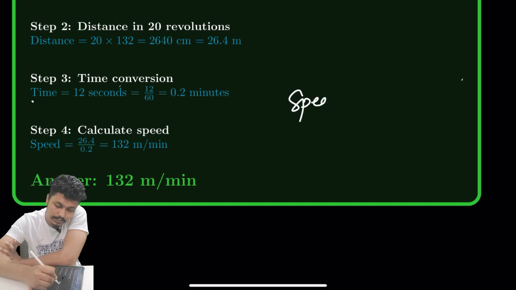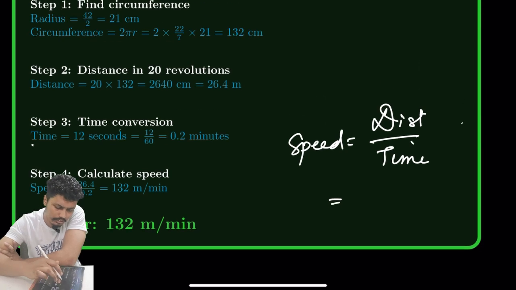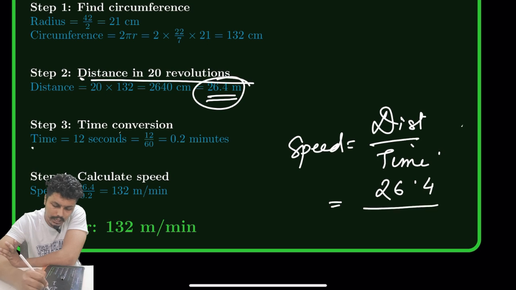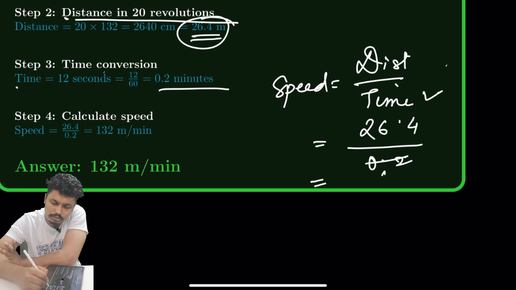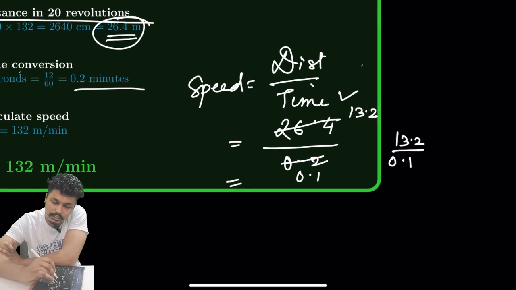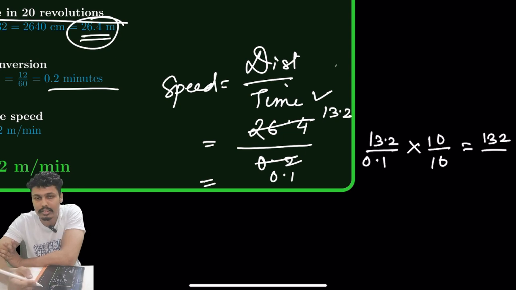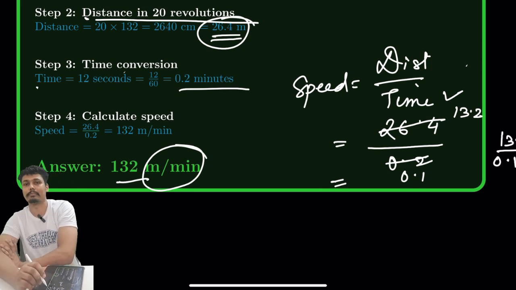Now speed. Speed is equal to distance by time. Distance is how much? Distance in 20 revolutions is 26.4 meter. Time is how much? 0.2 minute. So if I divide, how much will I get? 26.4 divided by 0.2. So what I can do is multiply by 10 upside also, downside also. So I'll get 264 divided by 2, which is 132. So like this, I get 132, and it is meter per minute.